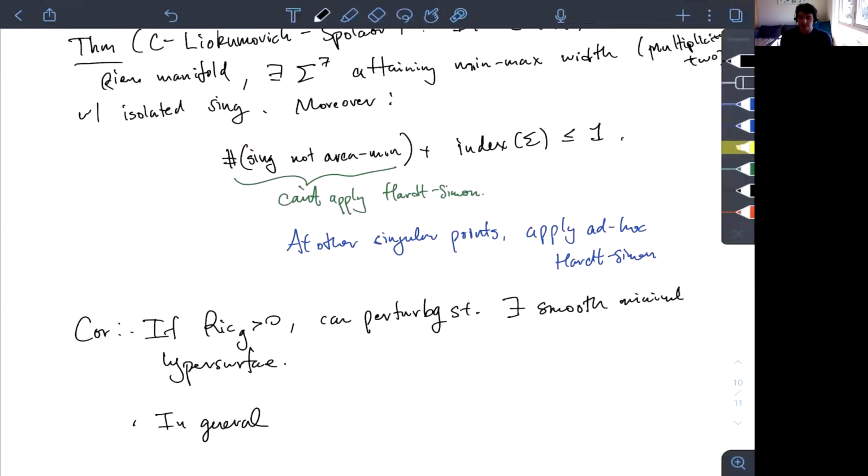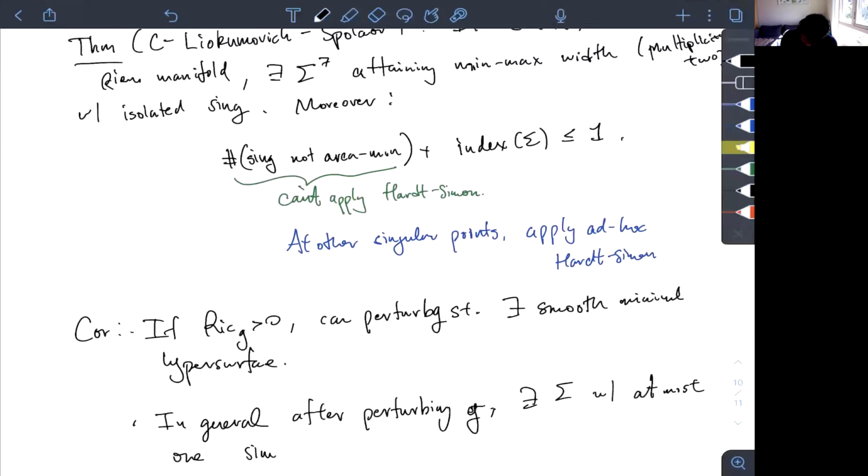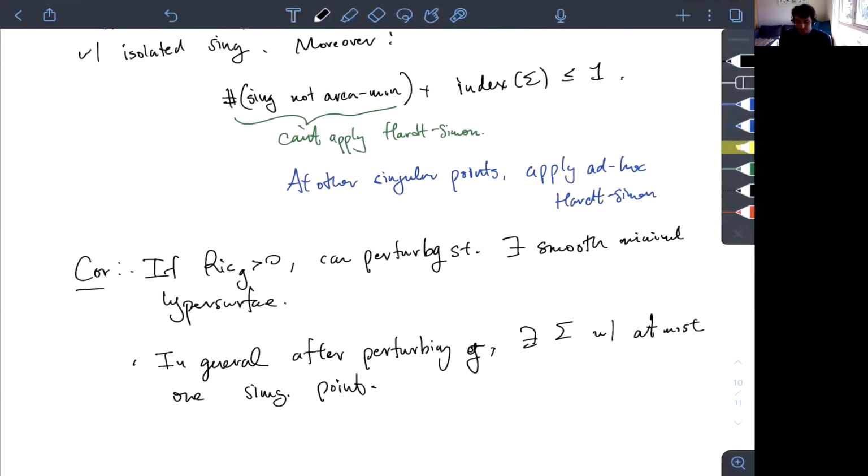In general, right? So in general, we don't know if there exist these non-area minimizing singularities, but you can have at most one in this construction. So in general, after perturbing the metric g, there exists sigma with at most one singular point. Okay, so based on this, it was still unknown if you could actually get rid of that final singular point.